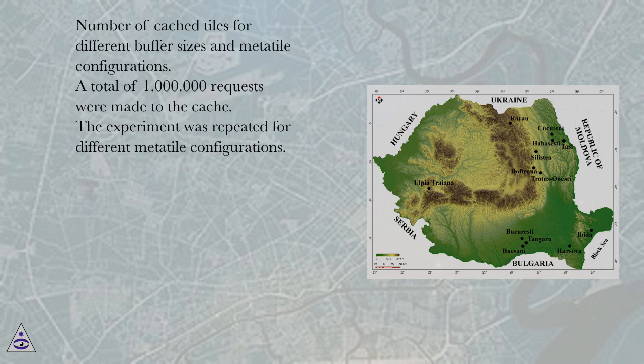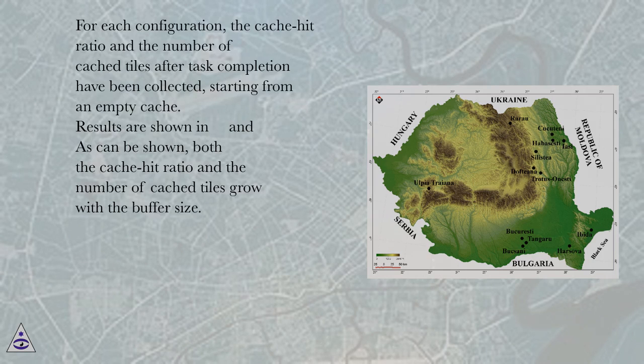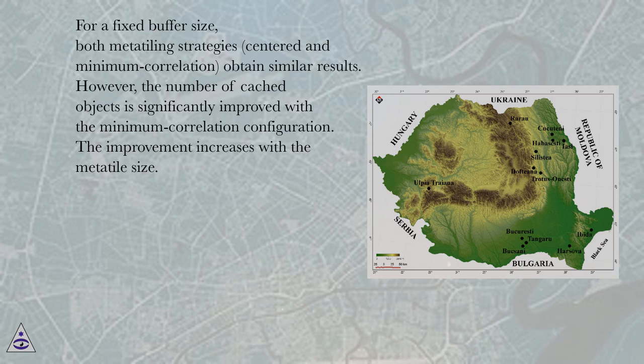A total of 1,000,000 requests were made to the cache. The experiment was repeated for different metatiling configurations. For each configuration, the cache hit ratio and the number of cache tiles after task completion have been collected, starting from an empty cache. Results are shown in the figures. As can be seen, both the cache hit ratio and the number of cache tiles grow with the buffer size. For a fixed buffer size, both metatiling strategies, centered and minimum correlation, obtain similar results.